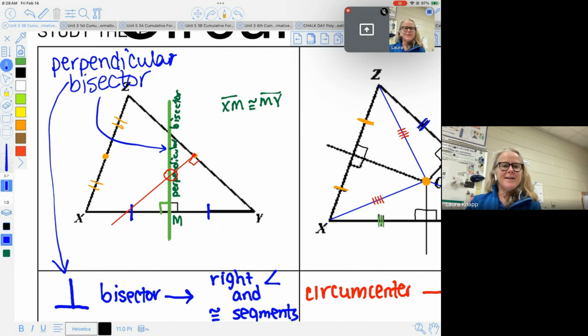Now I do the other perpendicular bisectors. Look, here's the one on this upper right side. There's the right angle, and here's where the tick marks would be. I'm going to make those a different color. There. Okay, so those red tick marks go with the red line. These green tick marks go with the green perpendicular bisector.